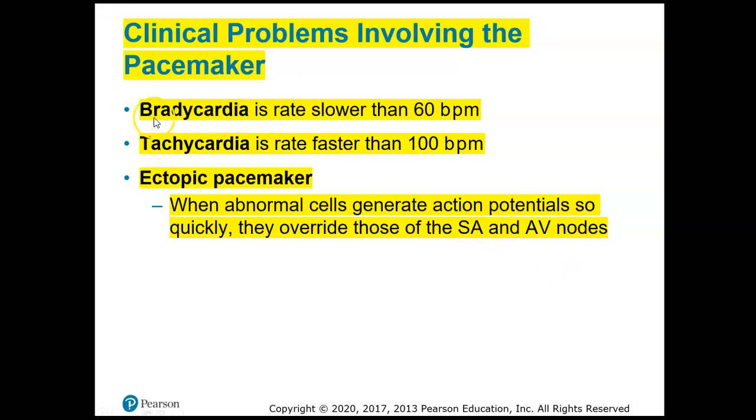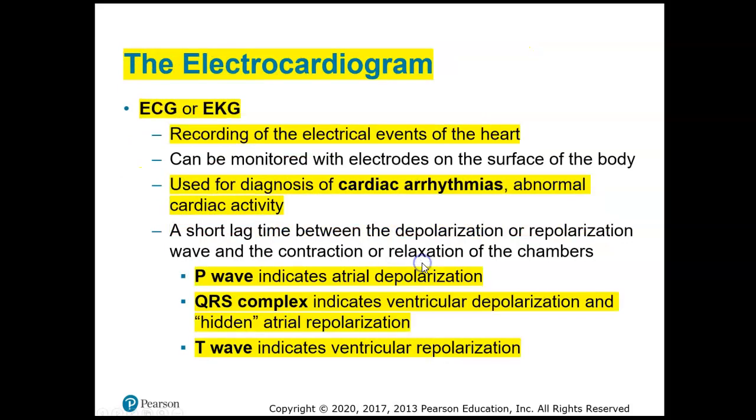You do need to know these terms, they're medical terms. Bradycardia is a slow heart rate, slower than 60 beats per minute. Tachycardia is faster than 100 beats per minute. And you also may hear this term ectopic pacemaker. This is when abnormal cells generate action potentials so quickly they override those of the SA and AV nodes. And in that case, someone may have to have surgery.